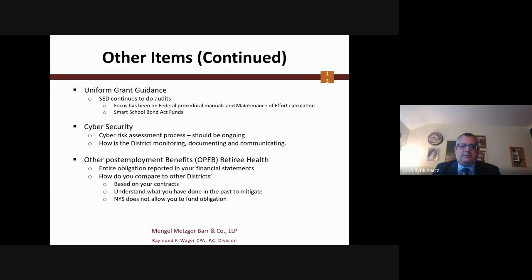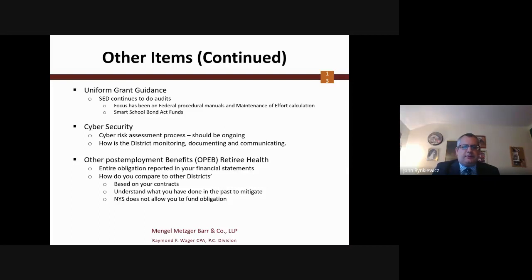Cybersecurity, you know, this is extremely important, especially this day and age. I know there's been an uptick in activity with all this pandemic stuff going on. I've certainly gotten a couple emails from banks I don't do business with talking about my account. So it's an ongoing thing. And how is the district monitoring, documenting, communicating? Have you put in place those policies required under Ed Law 2D? So make sure that that's going on.